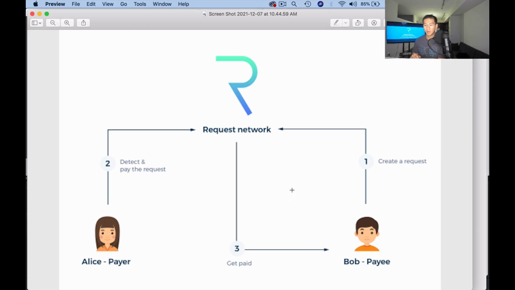So let's have a small look at how this network works. So we have Bob here, and what Bob does is he needs to get paid. So he creates a request on the Request network. And what happens is Alice is the payer. She's the recipient of the request. So what she does is she detects the request from a wallet or a financial application and pays the request. Going back to the Request network, then the Request network will pay Bob. So it's all automated like that.